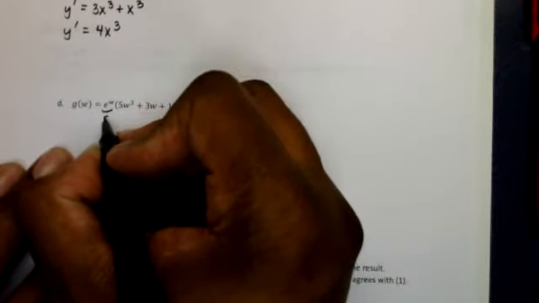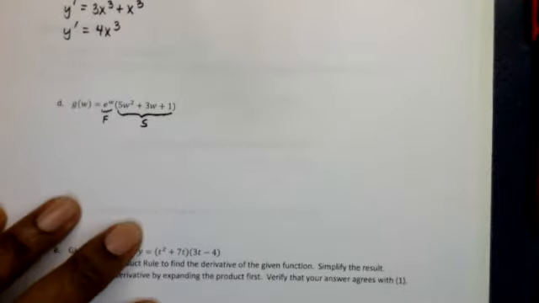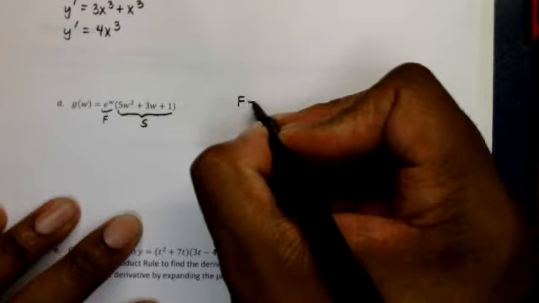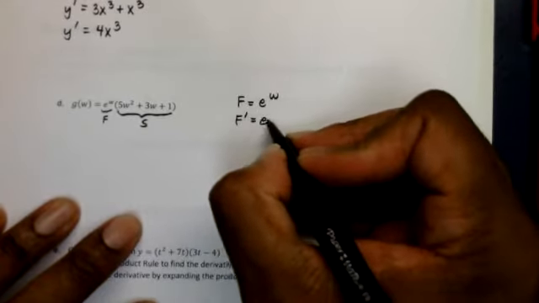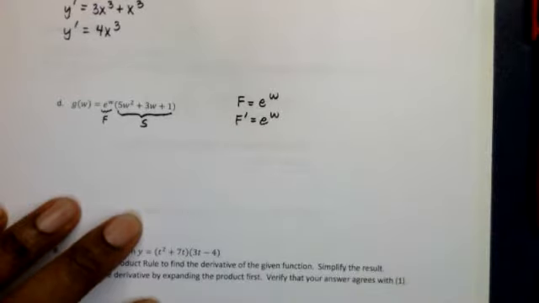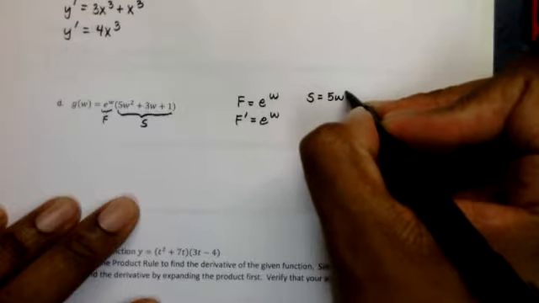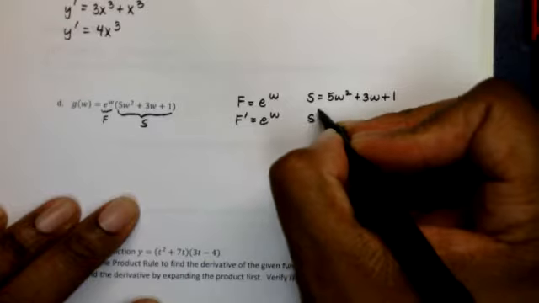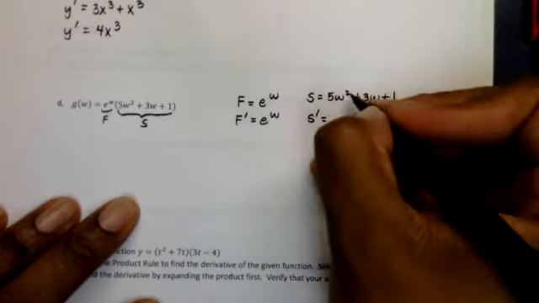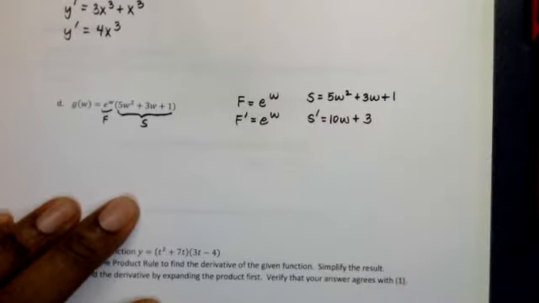So that e to the w, that would be the first term. This 5w squared plus 3w plus 1 would be the second term. So if the first term is e to the w, then its derivative, well, that's simple, will be e to the w. The second term is that 5w squared plus 3w plus 1. In this case, its derivative will be 2 times the 5, that'll be 10w plus 3. That would be the derivative of the second term.